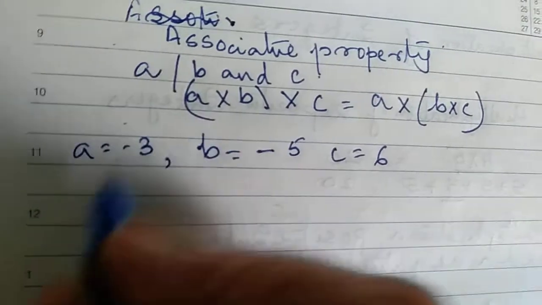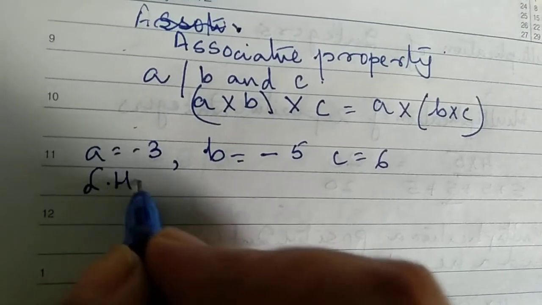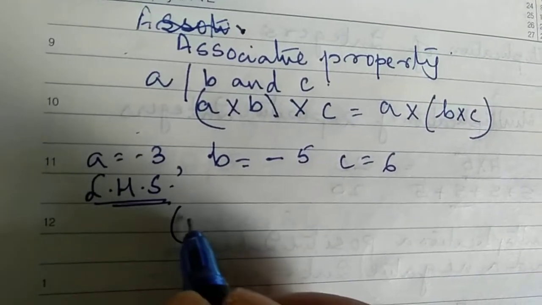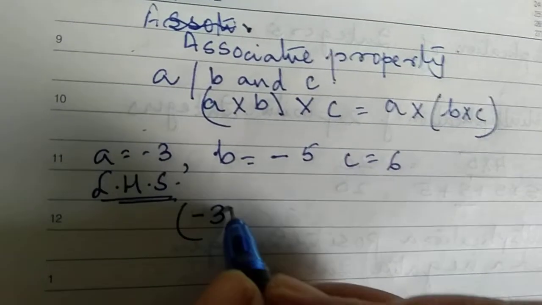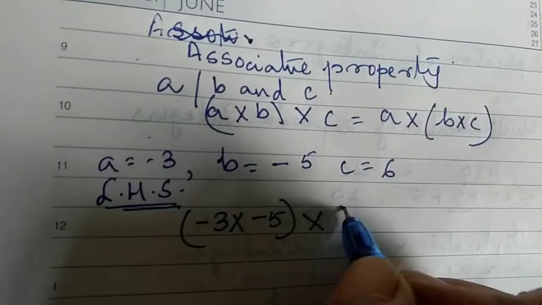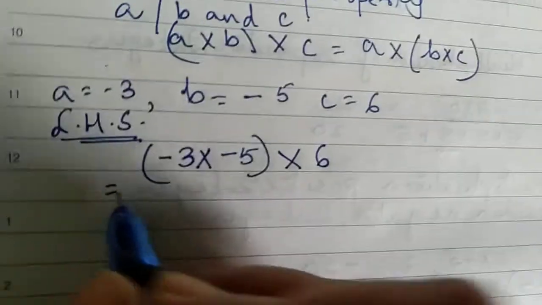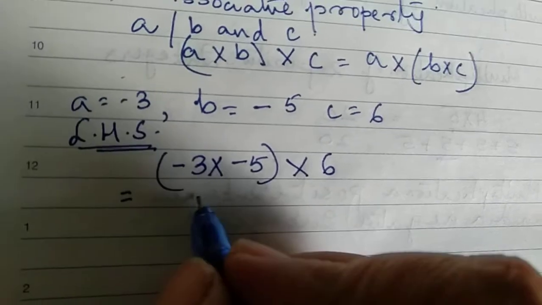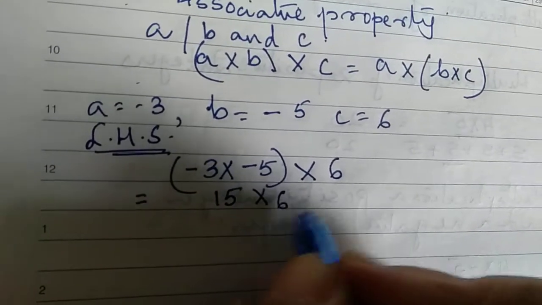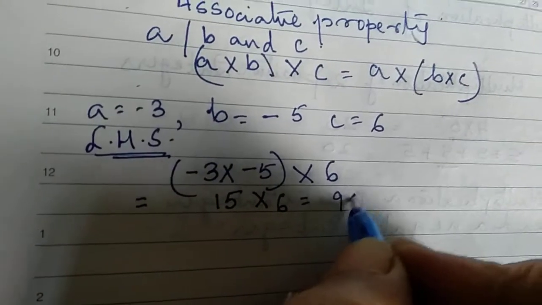So if we take the left hand side, I'm just substituting the values. So just follow, girls. -3 into -5 into 6. So what will the result be? -3 into -5 is +15 into 6 is +90.